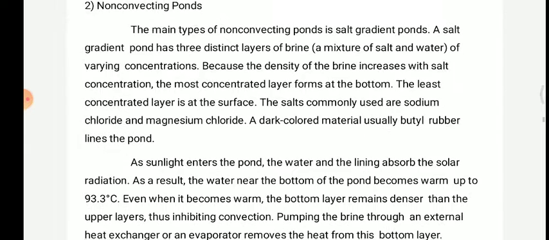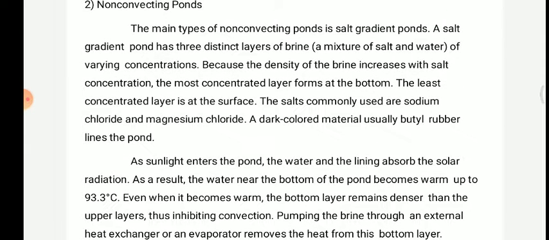The main type of non-convective pond is the salt gradient pond, where the salt is generated. It has three distinct layers. First, a mixture of salt and water of various concentrations. That means in non-convecting ponds there is a liquid mixture of salt and water. There is a step where the salt starts to form. So there is a variety of densities, that means concentrations.